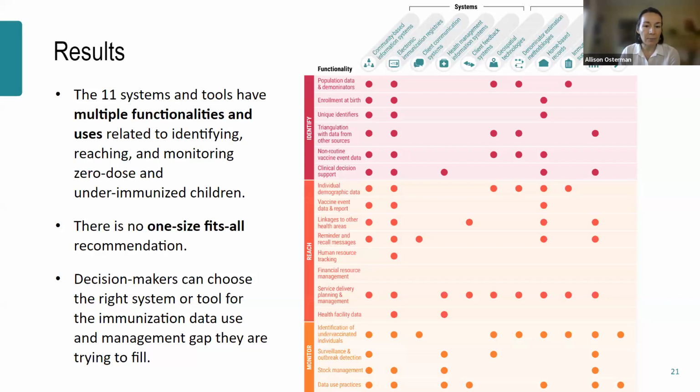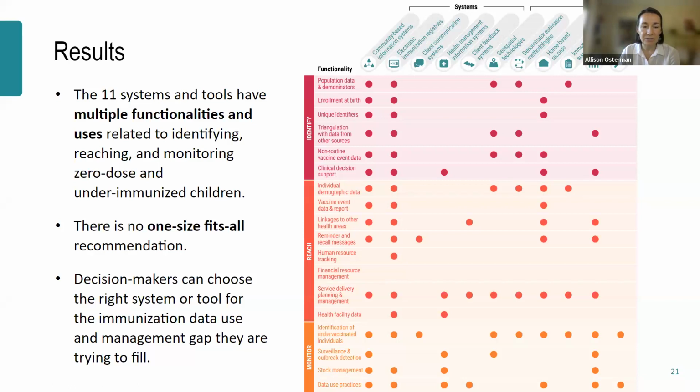So just to give an example, if your main challenge is determining how many children in a given community or geographic area are eligible for vaccination, so similar to the challenge that Dr. Cokley was sharing with us about having accurate denominator data, then you would look for a system or tool with the ability to capture population data. You can look at this matrix, and looking at the top row, you can see that 5 of the systems and tools that we identified have this functionality.